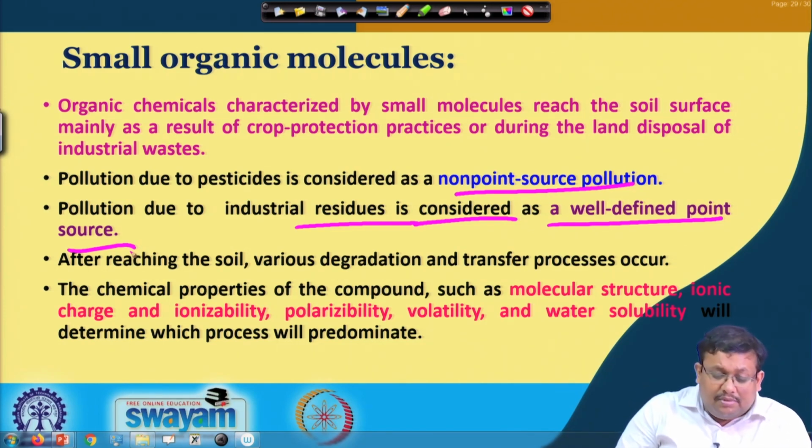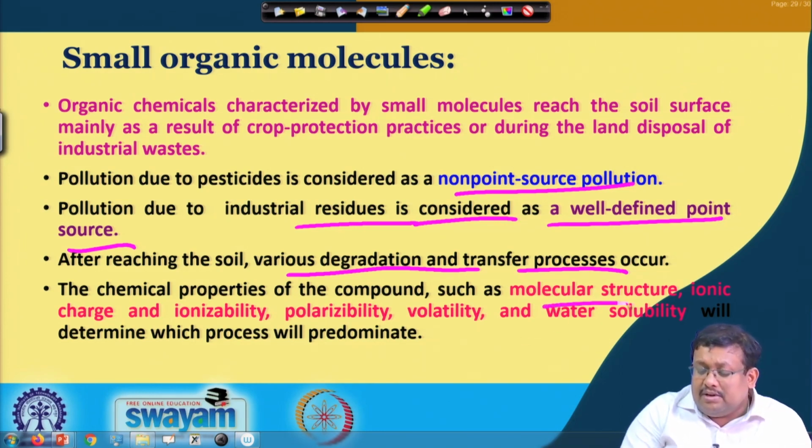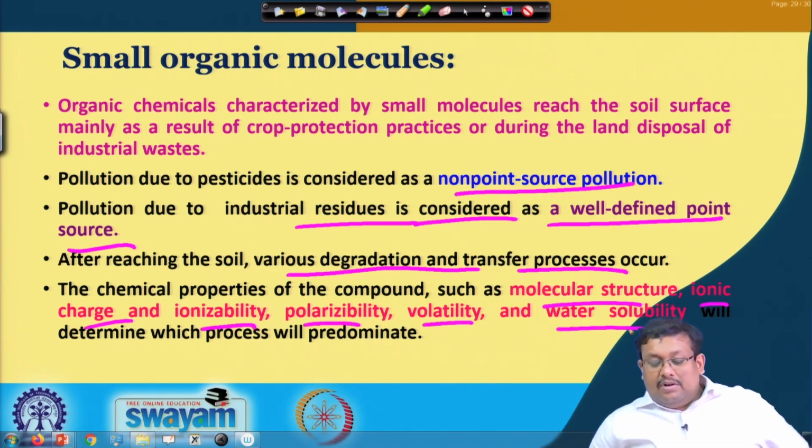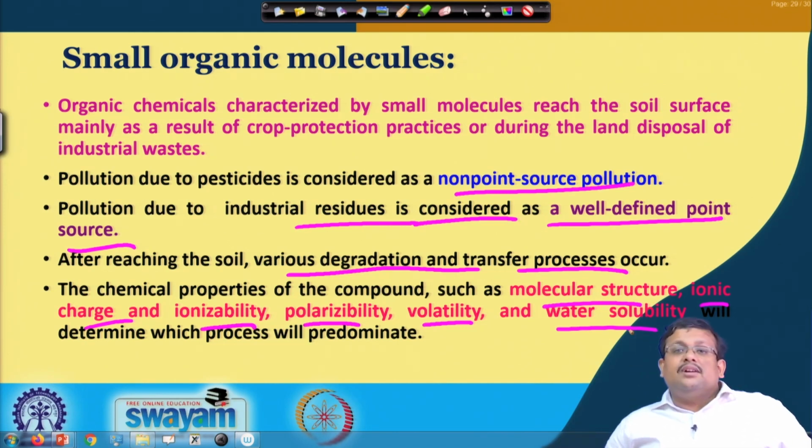Now, after reaching the soil, various degradation and transfer processes occur. The chemical properties of the compounds, such as molecular structure, ionic charge and ionizability, polarizability, volatility and water solubility, determine which process will predominate. Again, small organic molecules basically consist of different types of pesticides, and pesticide pollution is considered a non-point source pollution.